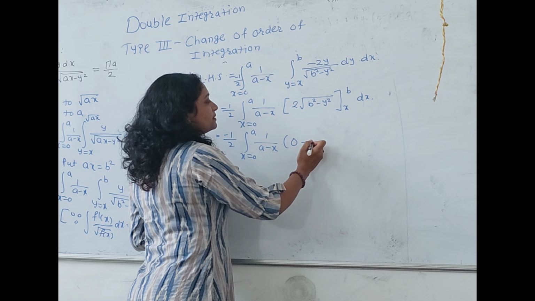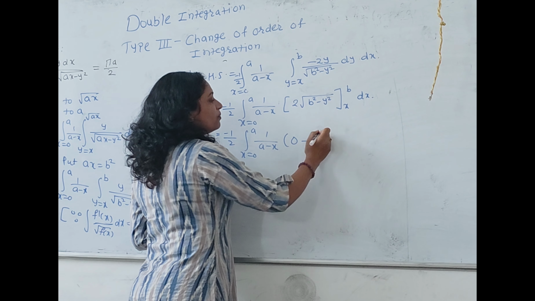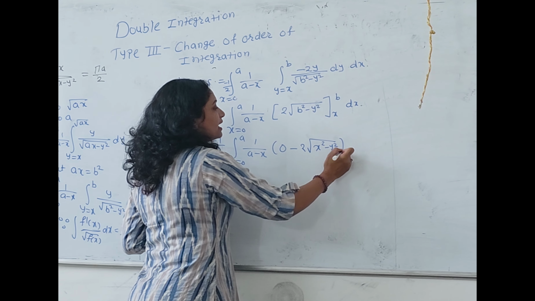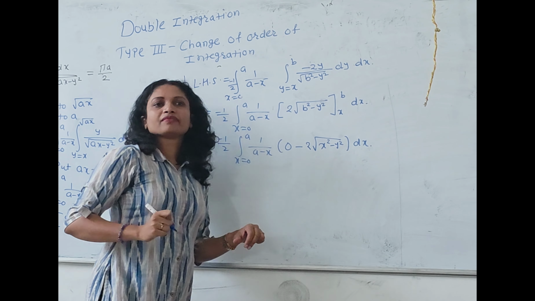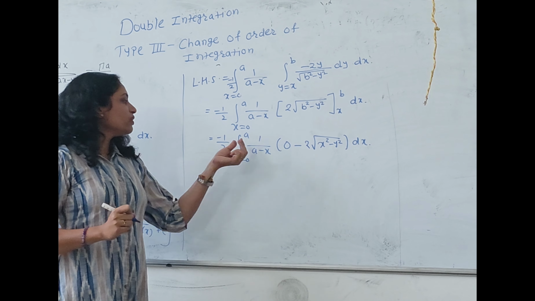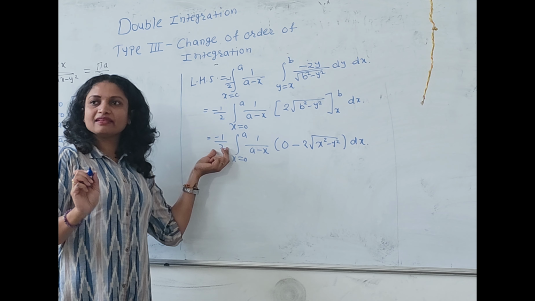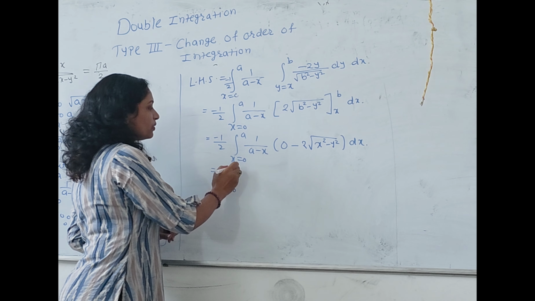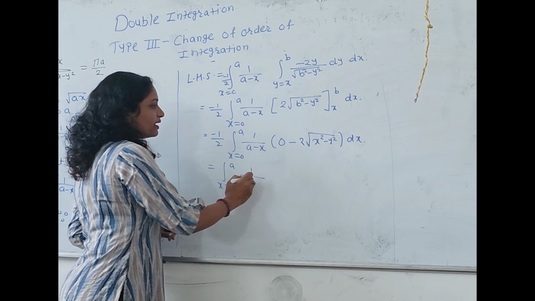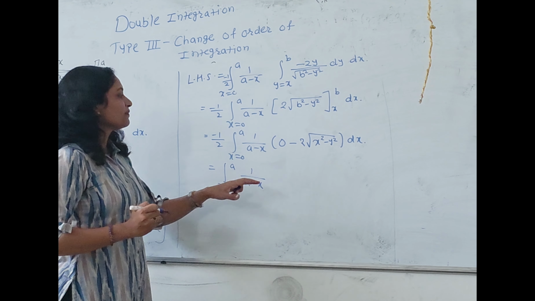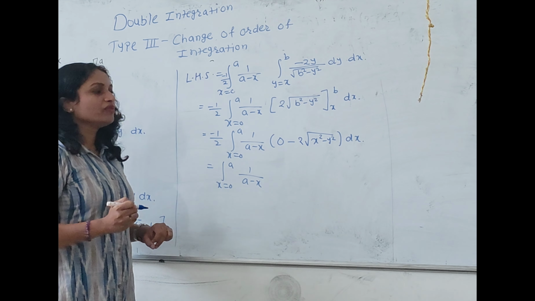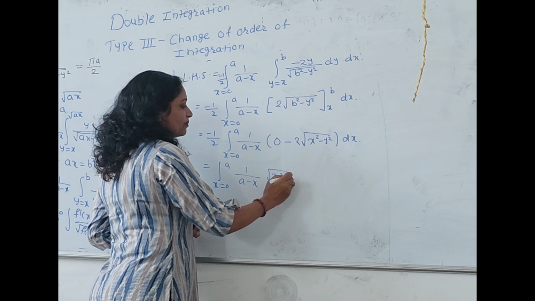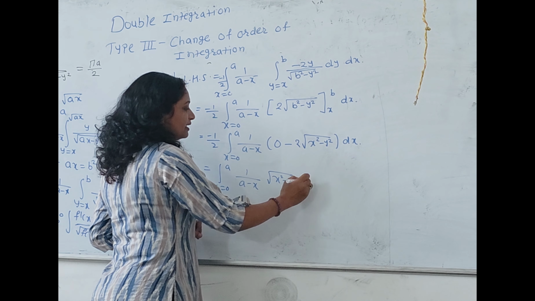Minus, if you put the lower limit, what will be the substitution? Twice the root of x square minus y square, and then dx. Now this minus 2 and minus 2 will get cancelled. So you will only have the term x equals 0 to a, 1 upon a minus x, right? And here you will have twice the root of x square minus y square dx.